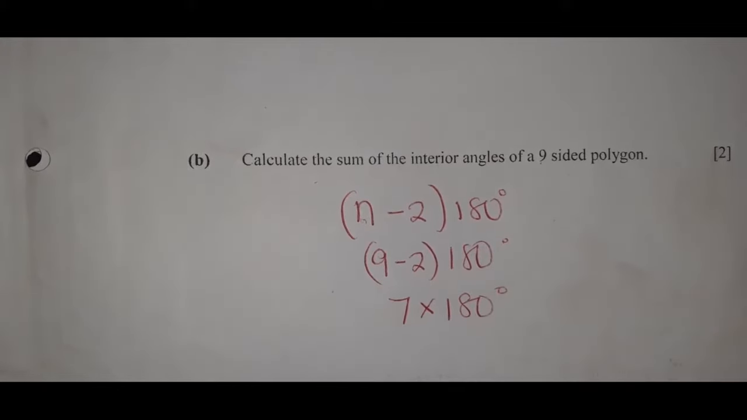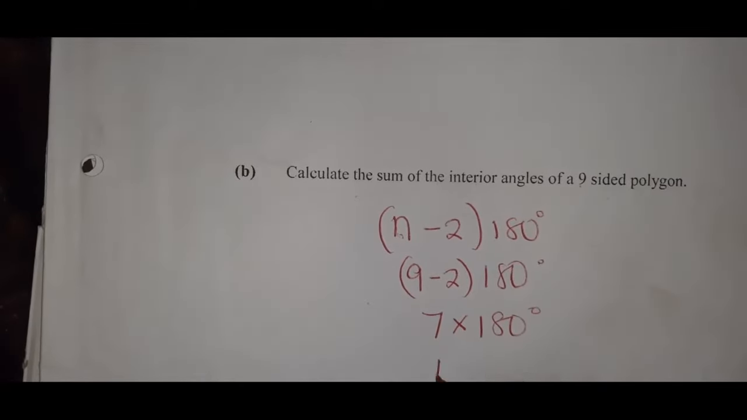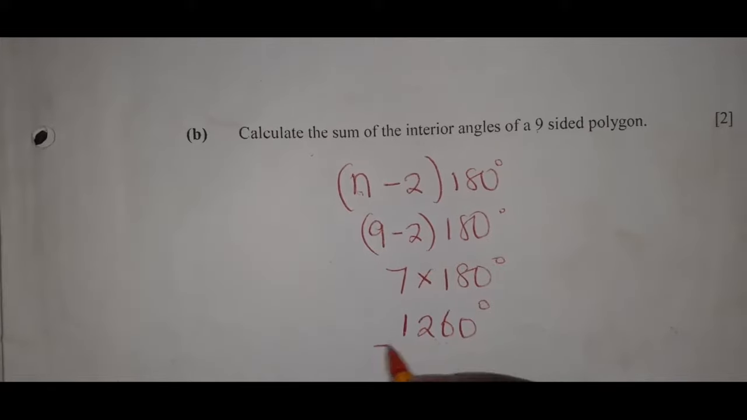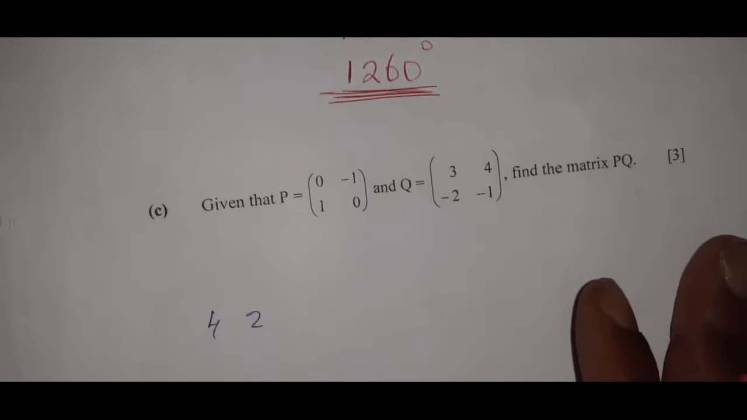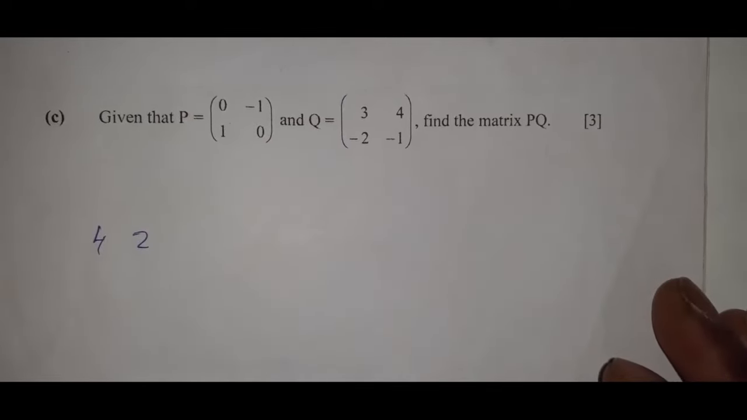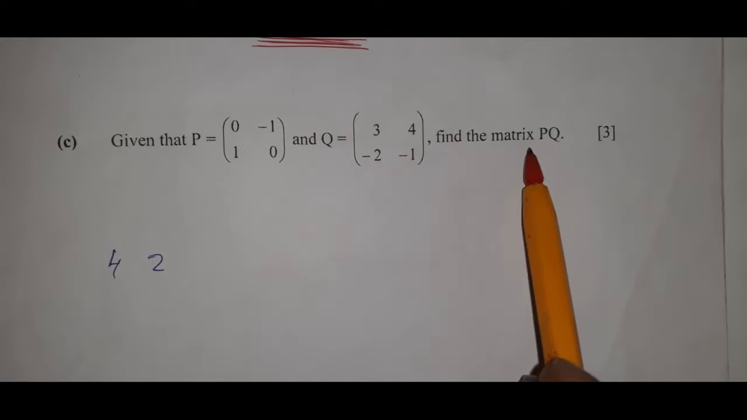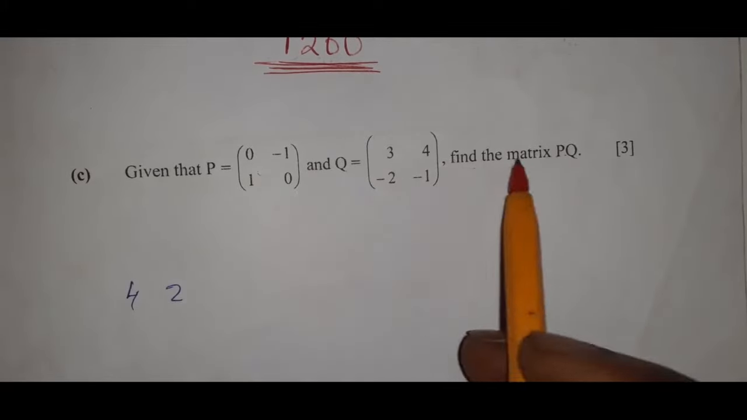Let's multiply. What do we get here? What are we getting? We'll get 1, 2. Okay, that's what we're going to get all together. Then here we have given that P, this matrix Q is this one, find the matrix. So meaning we need to multiply these matrices. These matrices here, we have to multiply.